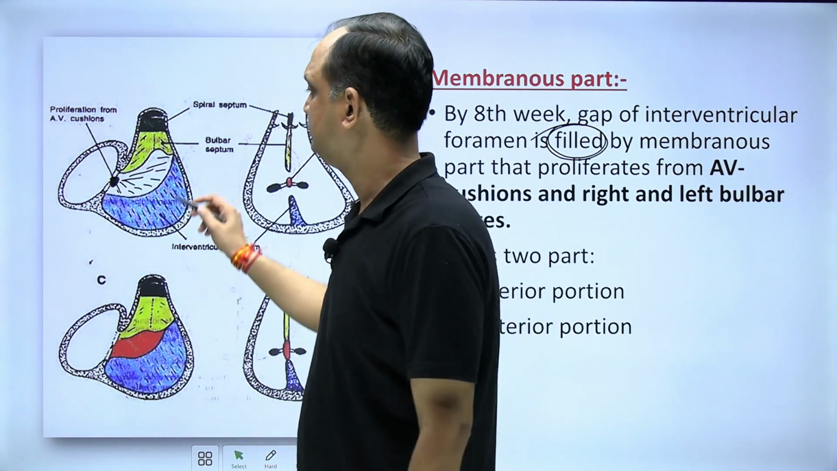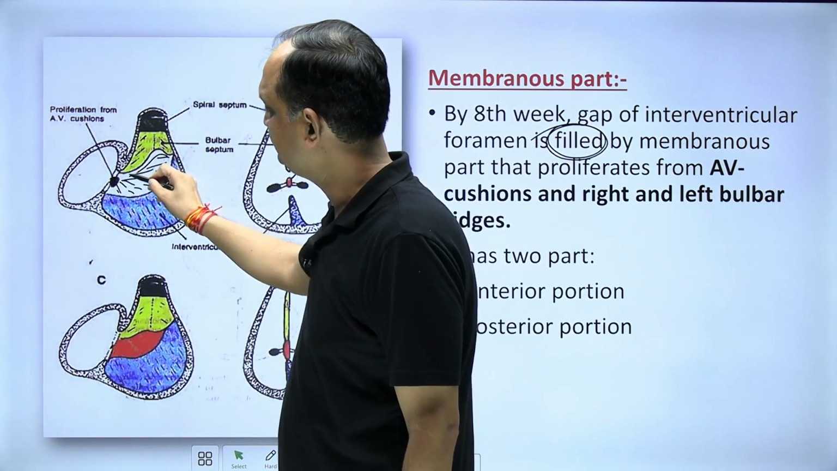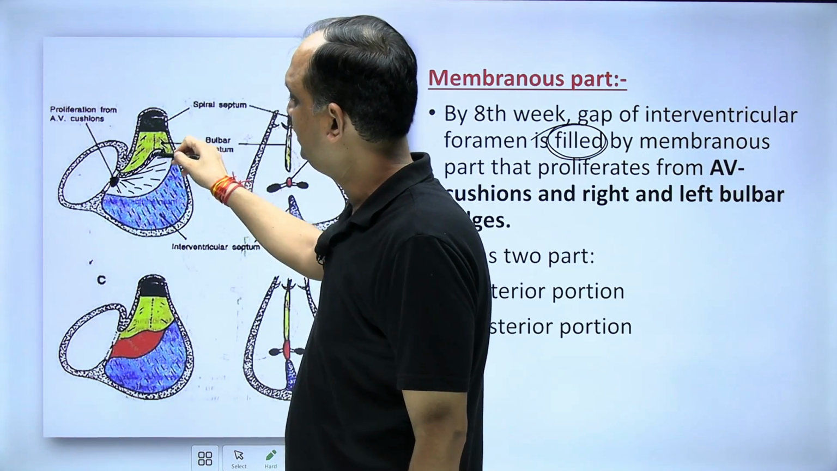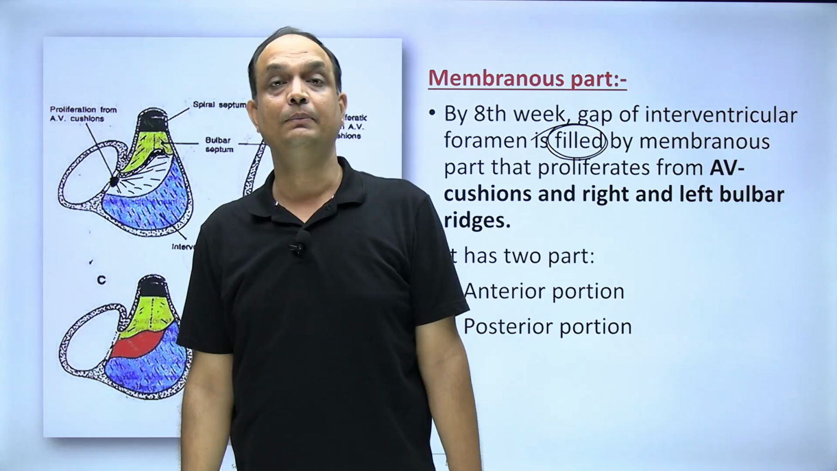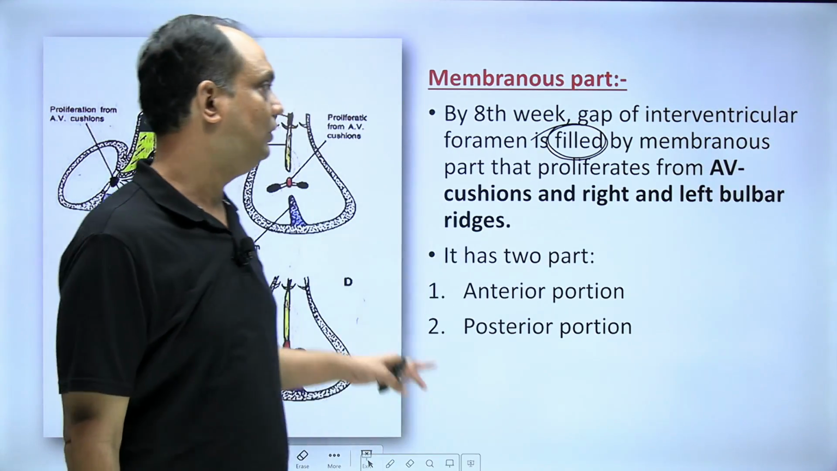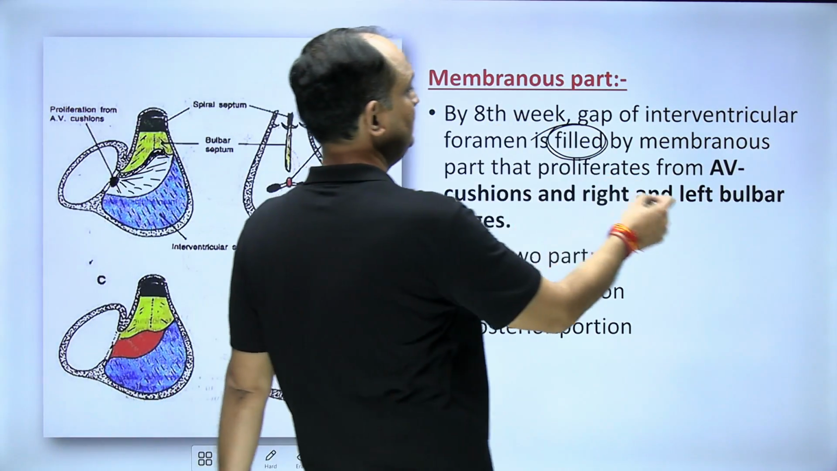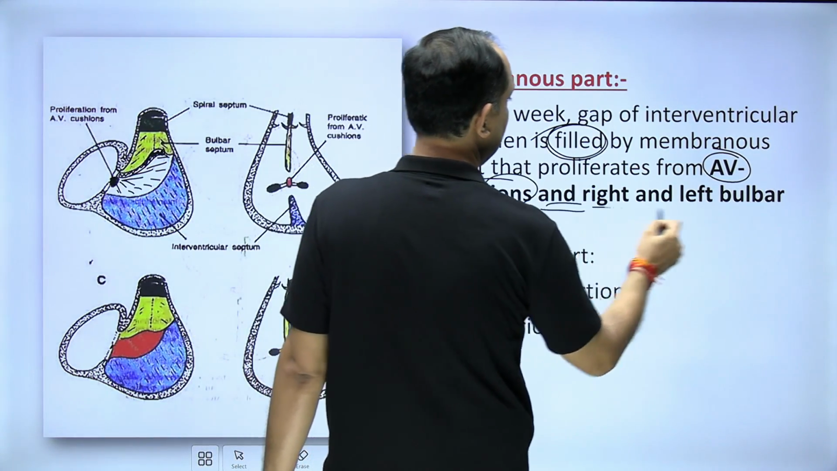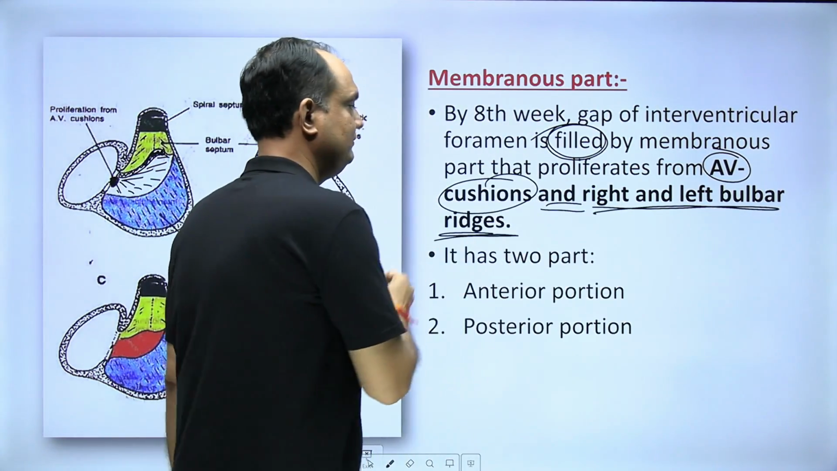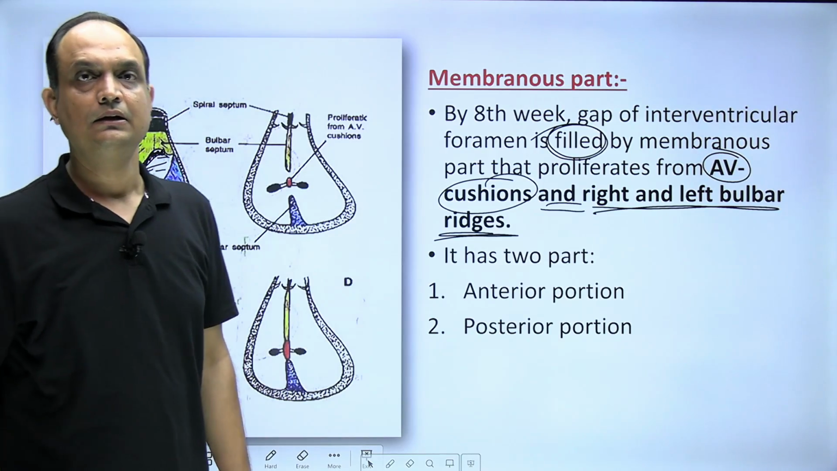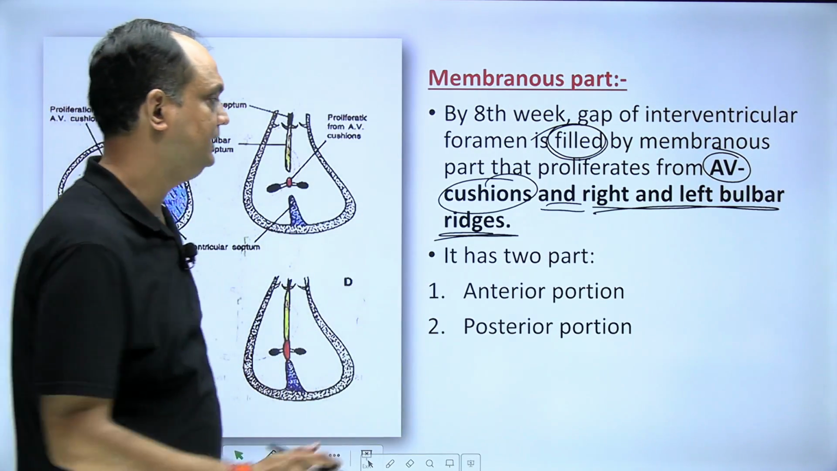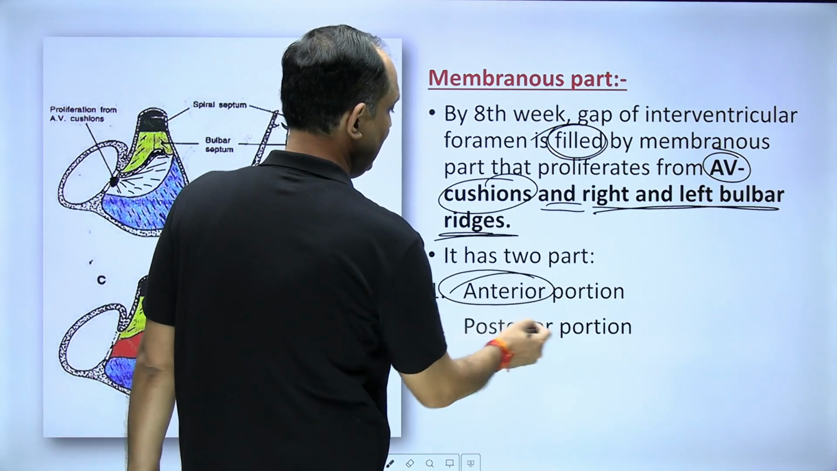But dear students, the margin of this membranous part, which is adjacent to the bulbar septum, is contributed by the cells of your bulbar ridges. So that's why it is always said that the membranous part majority comes from the AV cushion, but it is also contributed by right and left bulbar ridges. Clear?